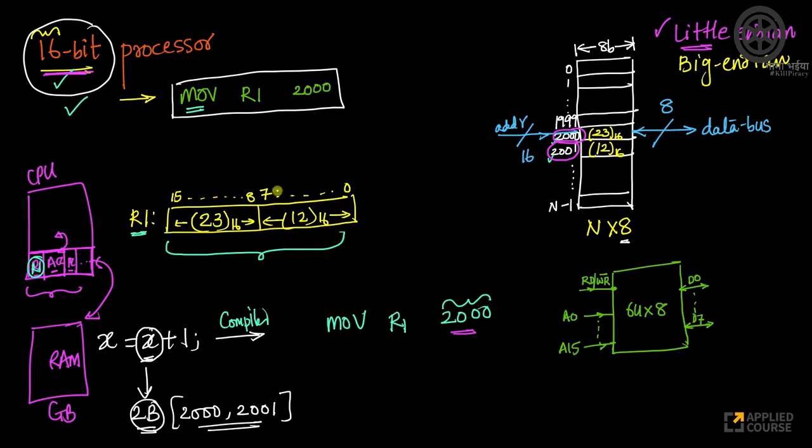In the big endian system, whatever is there in the lower numbered address 2000 is copied into the higher numbered bits. Whatever is there in the higher numbered address is copied into the lower numbered bits. But big endian is not very popular. It's the little endian which is always popular. So I'll continue to use the little endian because, by default, you can assume that processors always use little endian unless otherwise stated. So what you have here is 12 and 23, both in base 16.